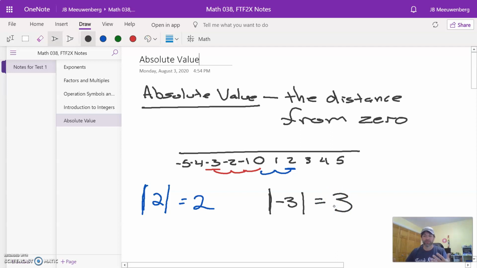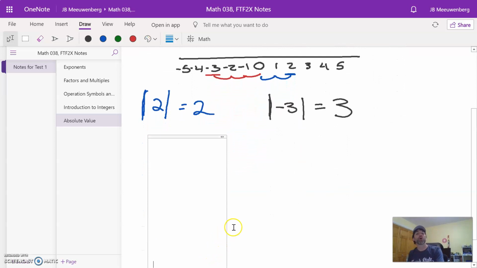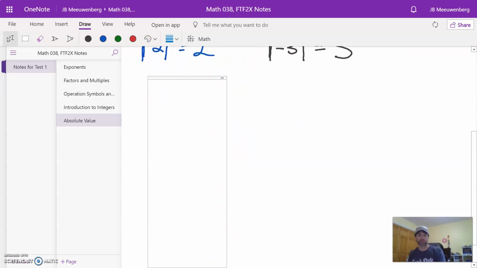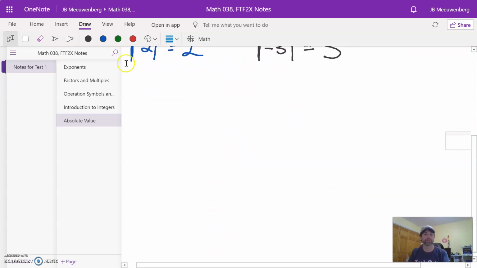Basically, the direction doesn't matter. That's what we're saying. The direction that our number is from 0 doesn't matter. What matters is how far it is from 0. So that's going to be the key to thinking about absolute value.